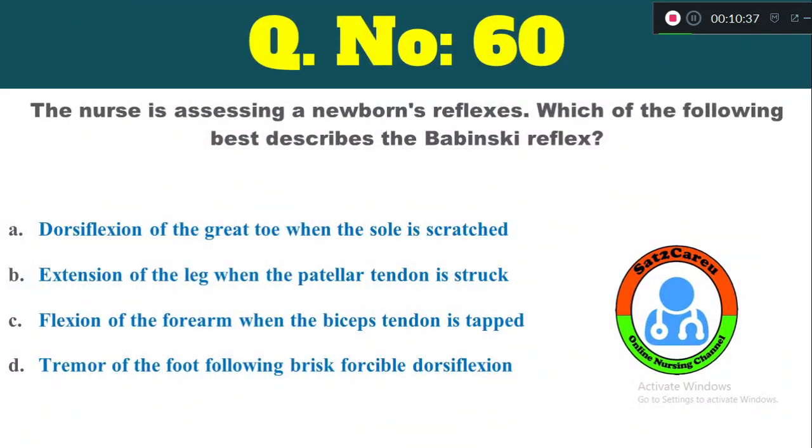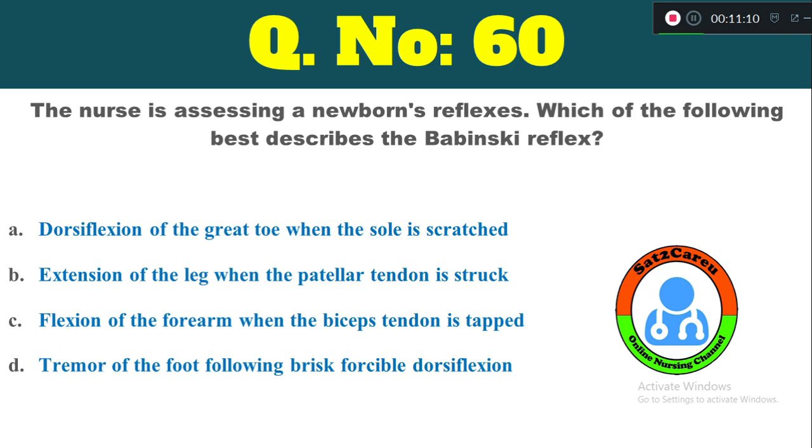Question number 60. The nurse is assessing a newborn's reflex. Which of the following best describes the Babinski reflex? Option A, dorsiflexion of the great toe when the sole is scratched. Option B, extension of the leg when the patellar tendon is struck. Option C, flexion of the forearm when the bicep tendon is tapped. Option D, tremor of the foot following the brisk forcible dorsiflexion.